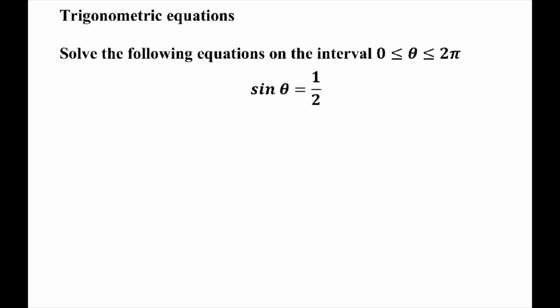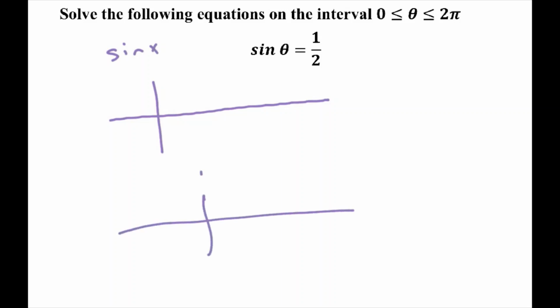Hello everyone. In this video we'll learn how to solve trigonometric equations. When it comes to trigonometric functions like sine x or cosine, we're talking about the length of each period being 2 pi. So the function itself repeats itself every 2 pi, and the domain is all real numbers. Same with the cosine function.